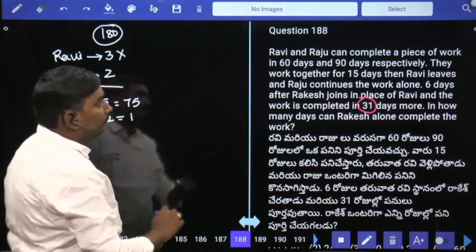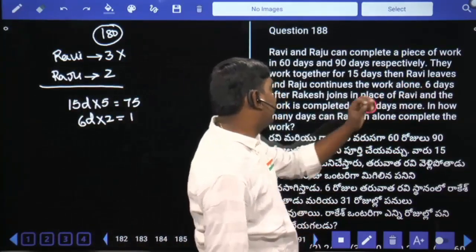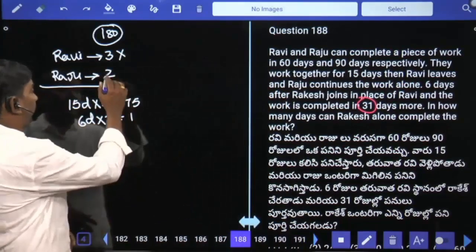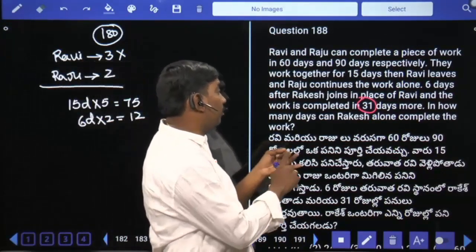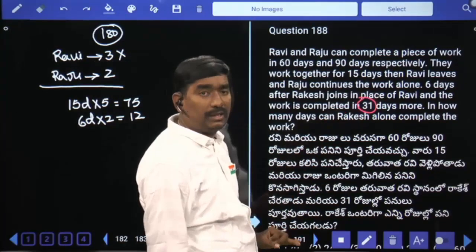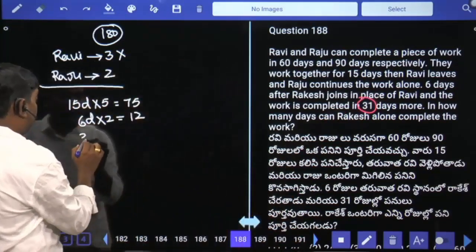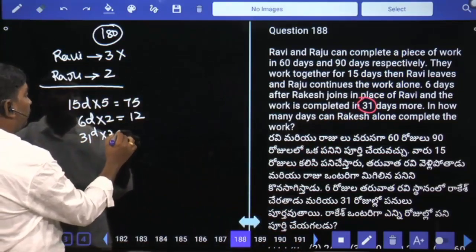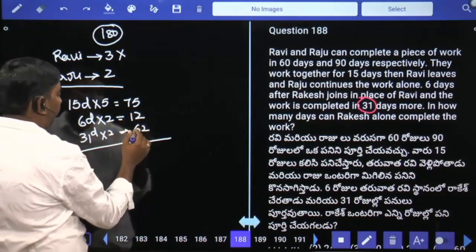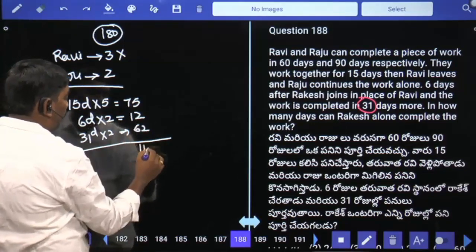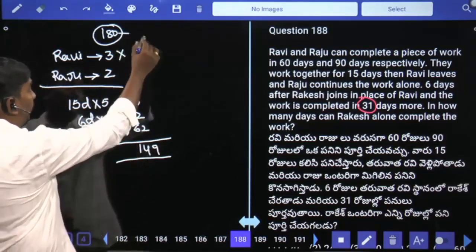See here, Ravi left here. So for the next 6 days, Raju is working at 2 units per day, 6 days 12 units. So right now Raju and Rakesh both are working for the remaining 31 days. In those 31 days, Raju can do 62 units. 75 plus 12 plus 62 is 149 units over out of 180.